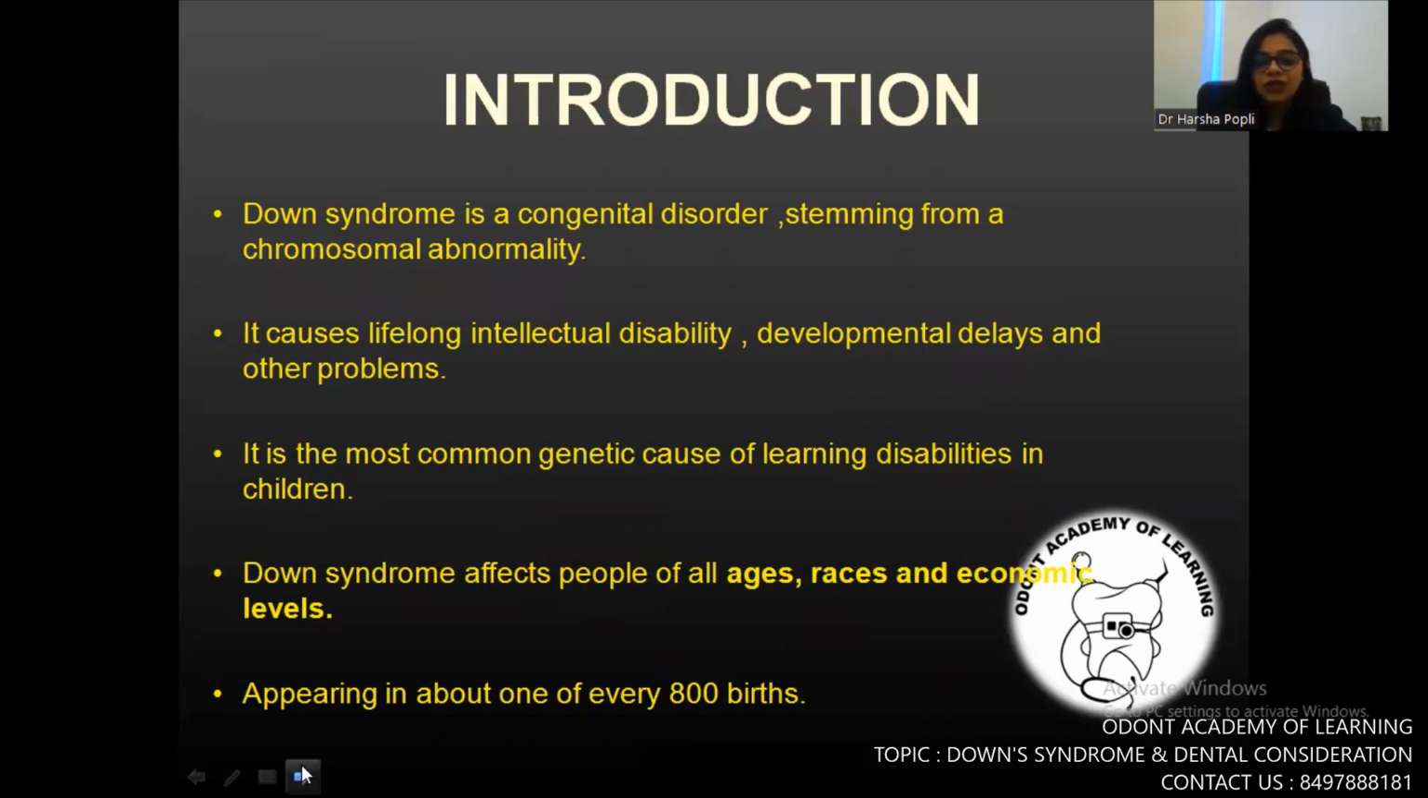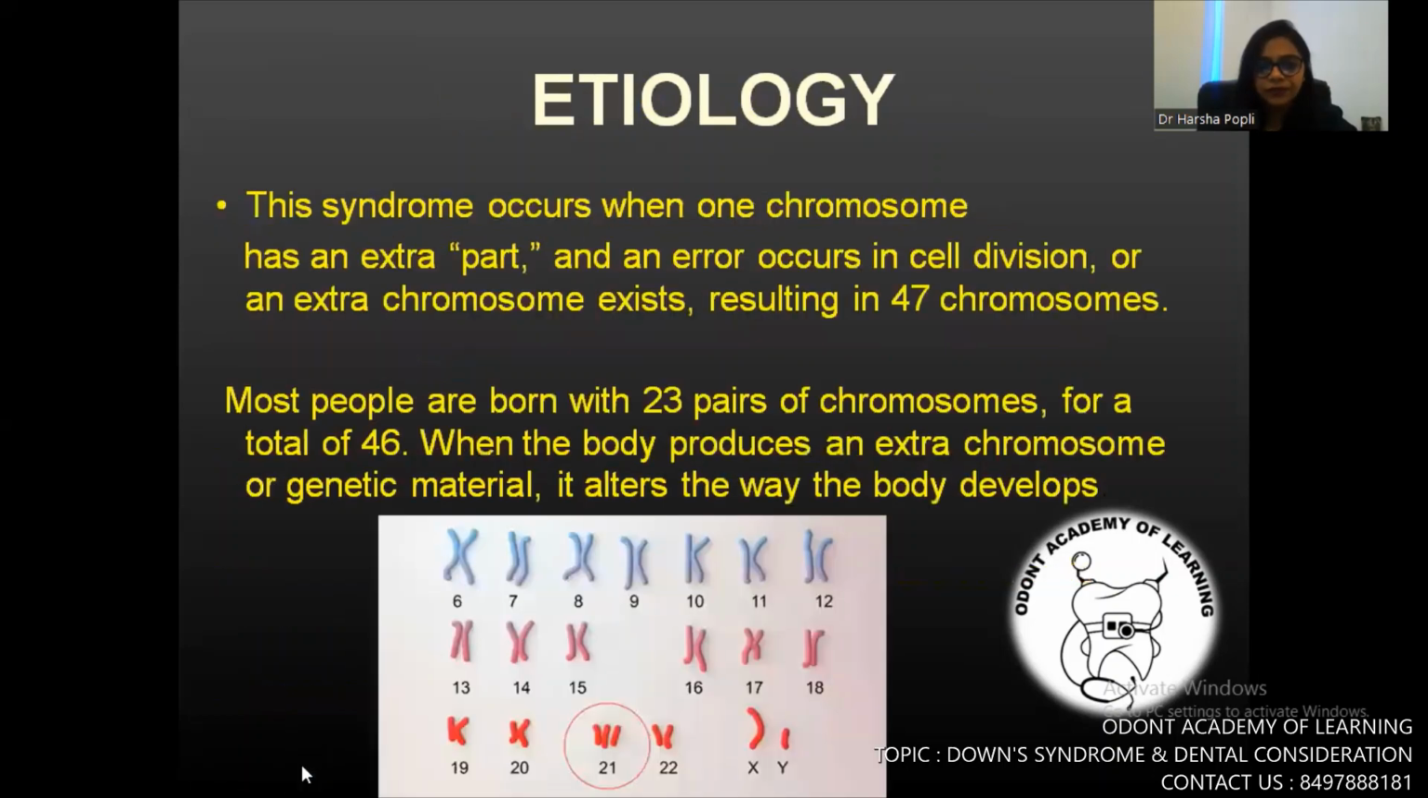Down syndrome is a congenital disorder and the most common intellectual disability found nowadays. It stems from a chromosomal abnormality. In this, there is a lifelong intellectual disability, developmental delays, and other problems. It is the most common genetic cause of learning disabilities in children. Down syndrome affects all ages, races, and economic levels. It appears in 1 in every 800 births.